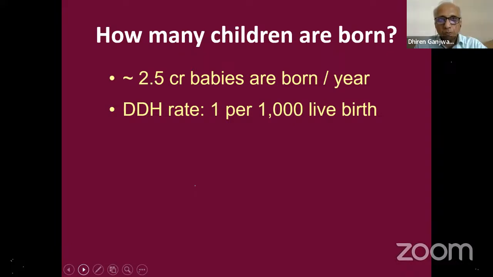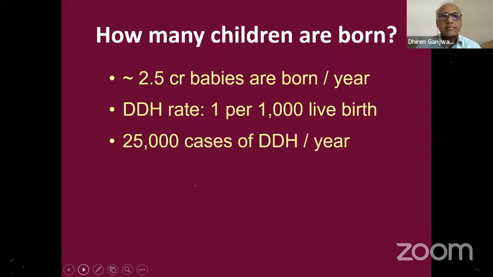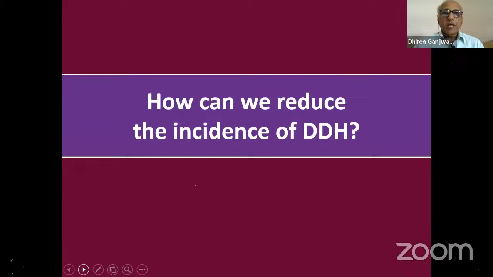Simple calculation: 2.5 crore births and 1 per 1,000 means every year 25,000 cases of DDH are taking place in India. This is the magnitude of the problem, 25,000 cases. So now the first point is, how can we reduce the incidence of DDH? How can we reduce the number of cases from 25,000 to 20,000? What is the method?